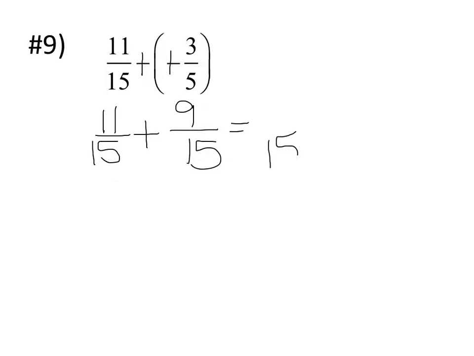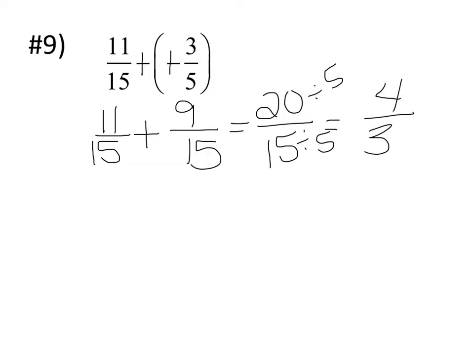So you keep your common denominator, and then you say 11 plus 9 is 20. And then this can be reduced. 20 over 15, they can both be divided by 5. So this becomes 4 over 3. And that's your answer.